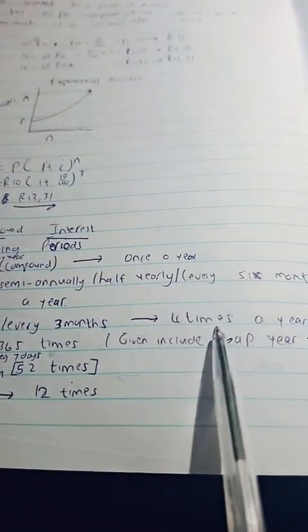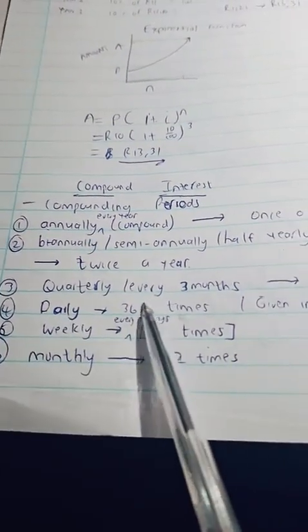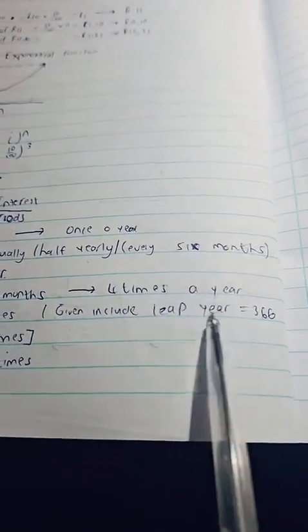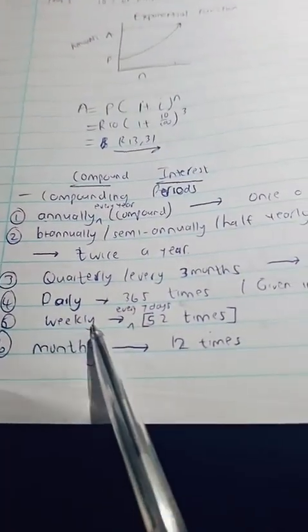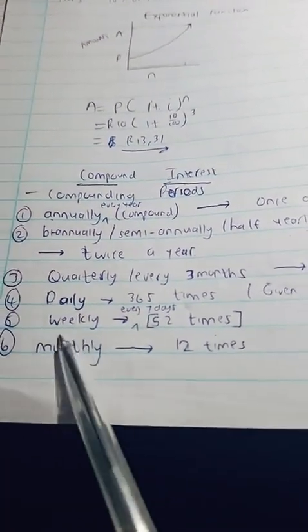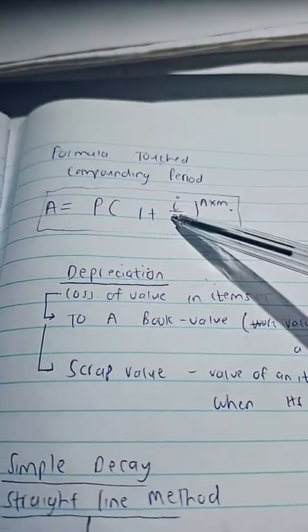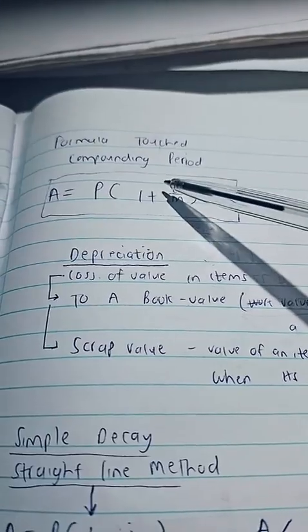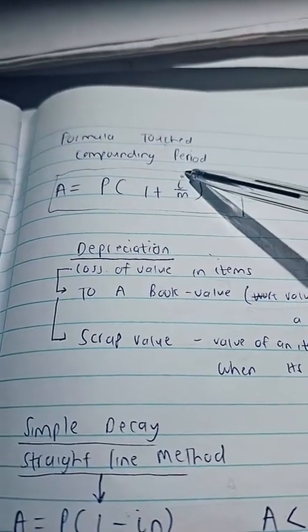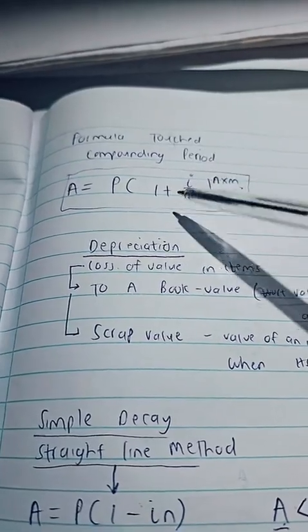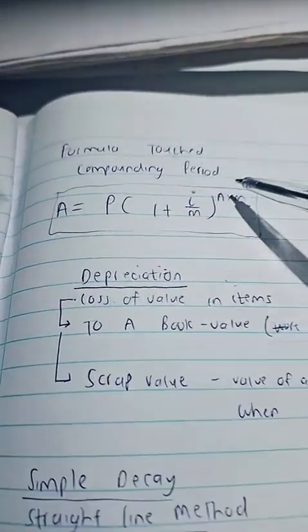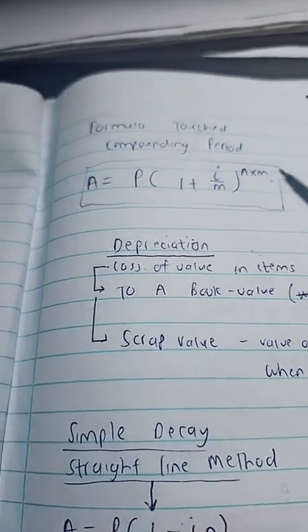Quarterly, every 4 months, but we know it translates to 4 times a year. Daily means 365 times, but if we're told to include the leap year, it's 366. Weekly is 52 times, and monthly is 12 times a year. Then we saw how compounding periods influence your compound interest formula, and this is how we see it manifest visually.